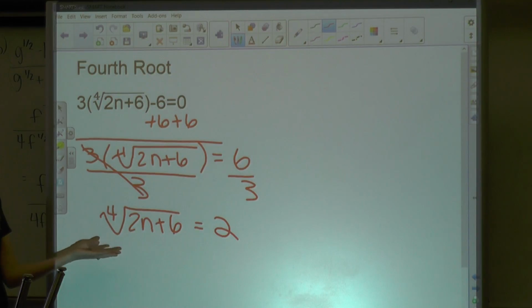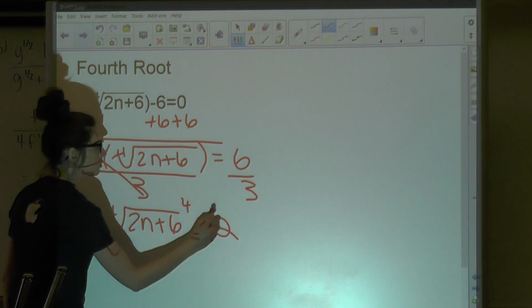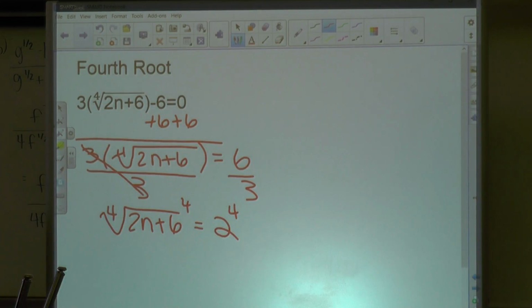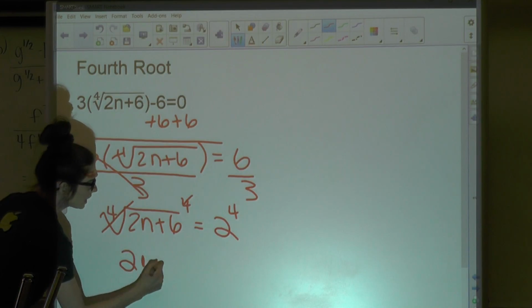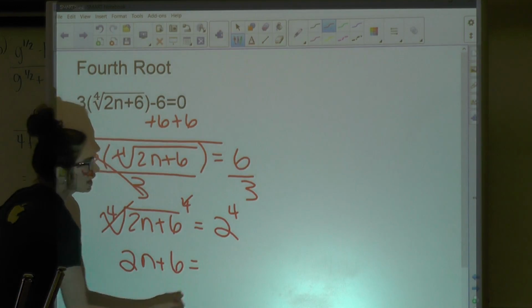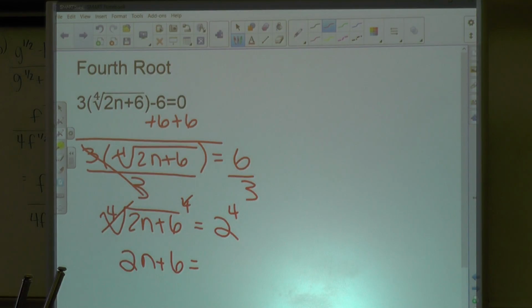For this part right here, how do you get rid of the fourth root? You put it to the power 4. The fourth root cancels out with your to the power 4, leaving you with 2n plus 6 on the left, and on the right you have 2 times 2 is 4, 4 times 2 is 8, 8 times 2 is 16.